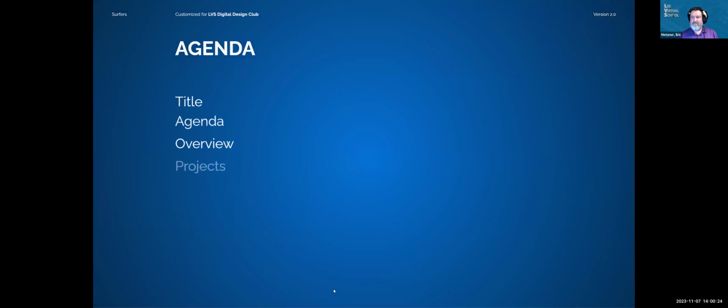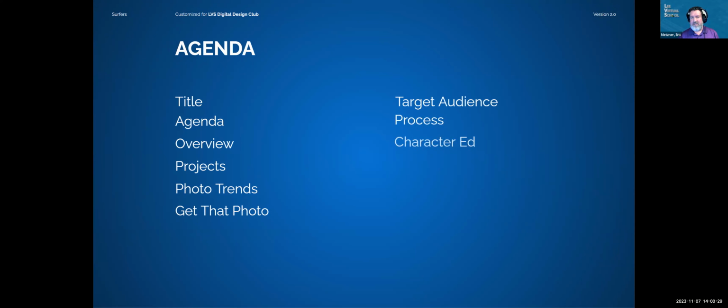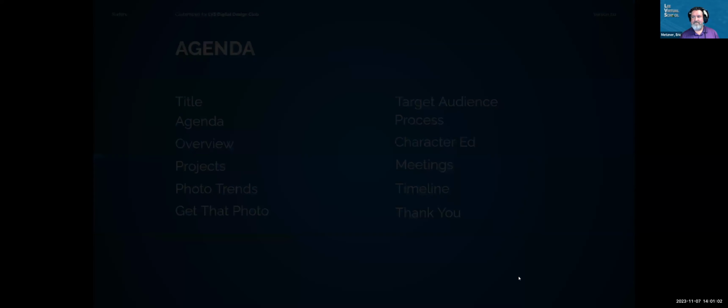So our agenda, I'm just going to review the overview of the club and what it's for. It's not a course, it's a club. Some of the projects that we're doing, photo trends, I'm going to revisit that, as well as get that photo target audience and the processes. I'll review character education, so in case you have a really artistic side and you want to be a part of the character education for every month for the school district, you can. Our upcoming meetings, timeline of what we're going to do for this meeting and next meeting, and then just a thank you at the end. So really just a short meeting.